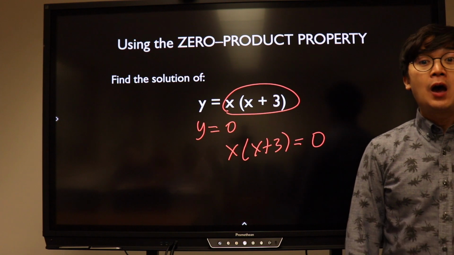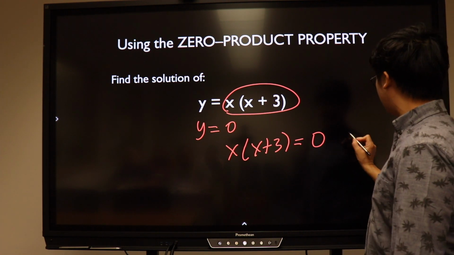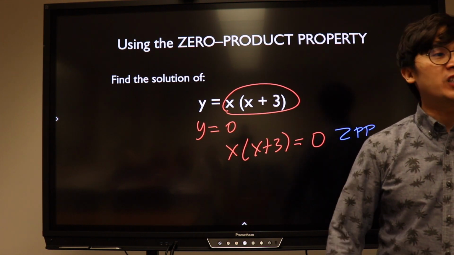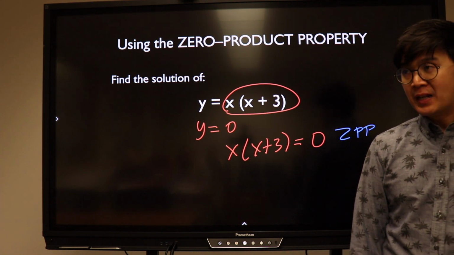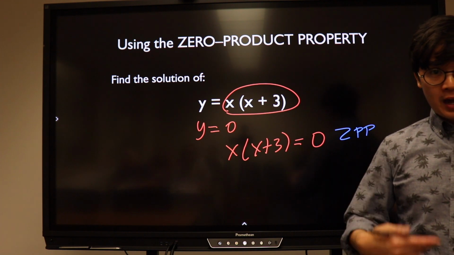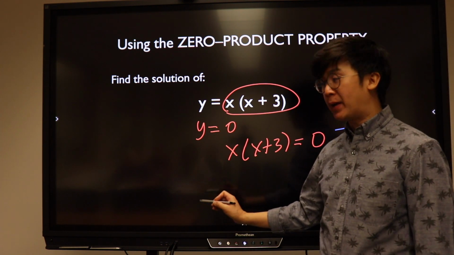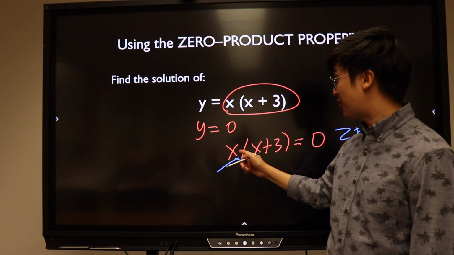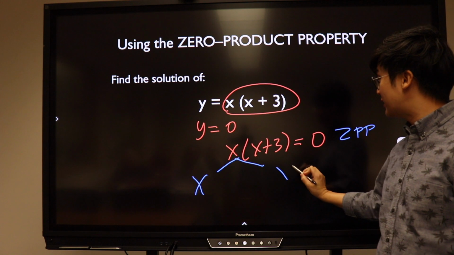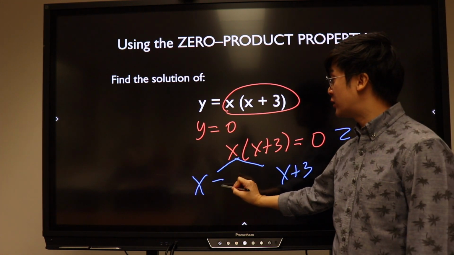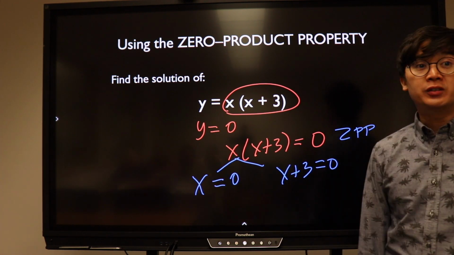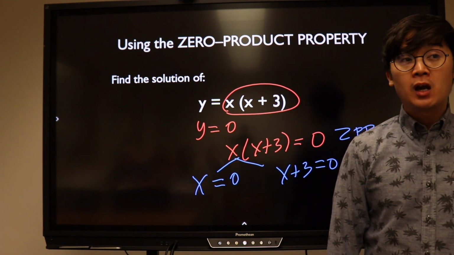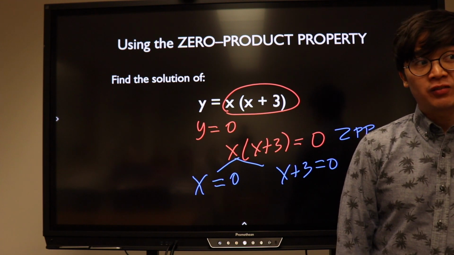we'll be able to solve this using ZPP. And what does ZPP mean? Just like what I've mentioned a while ago, hopefully you're understanding what I've been talking about, it's basically equating both factors to 0. The first factor is x, the second factor is x + 3, and we're going to equate them to 0. And that's how we do it algebraically: factoring it, equating it to 0, and then solving for x.